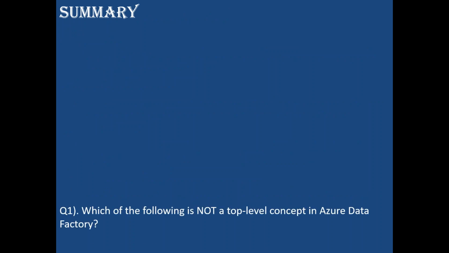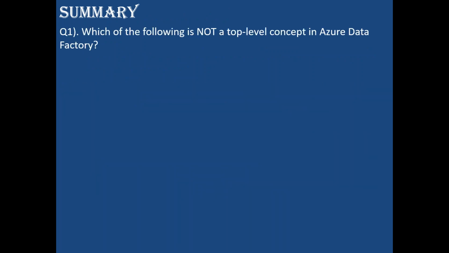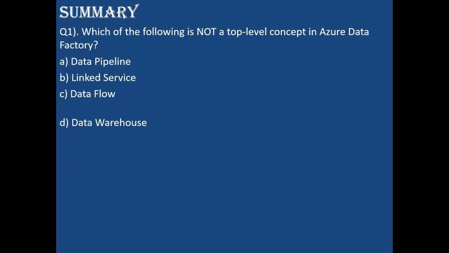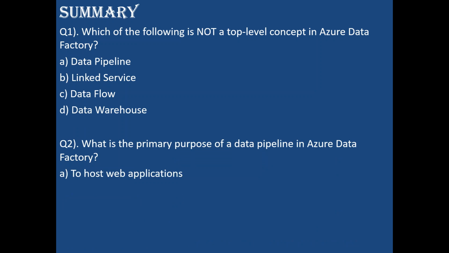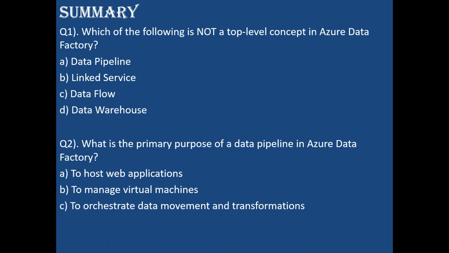Okay, so that's all, team. Let's quickly discuss the summary questions. Which of the following is not a top level concept in Azure Data Factory? As we discussed, linked service we discussed, pipeline we discussed, data flow we discussed. We have not discussed data flow. The answer is D. What is the primary purpose of data pipeline in Azure Data Factory? To host web application, to manage virtual machine, to orchestrate data movement and transformation, to create SQL database. Answer is C, to orchestrate data movement and transformation.